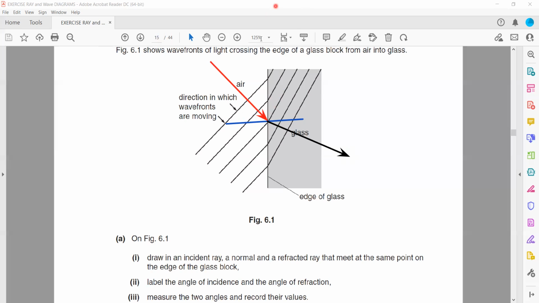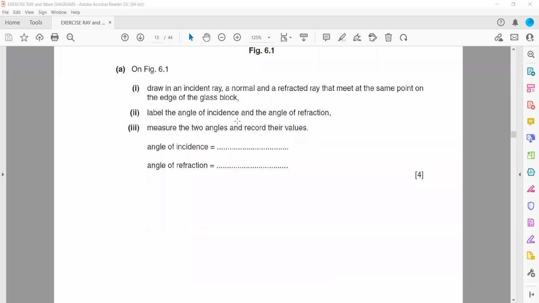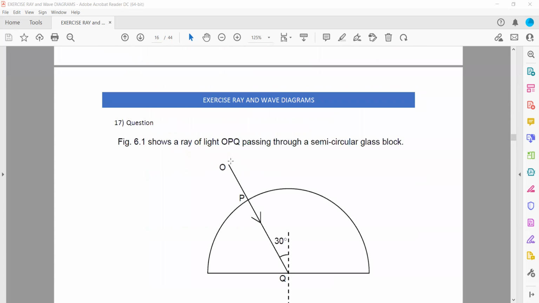An imaginary line which is perpendicular to the surface, we call that the normal. And we can label the angle between the incident ray and the normal, angle of incidence, and the angle between the normal and the refracted ray, that is called angle of refraction. Because the speed of the wave decreases as it approaches the barrier, the angle of refraction is smaller than the angle of incidence. So label, and then measure the two angles using a protractor. You have to measure these two angles and write the answer here.